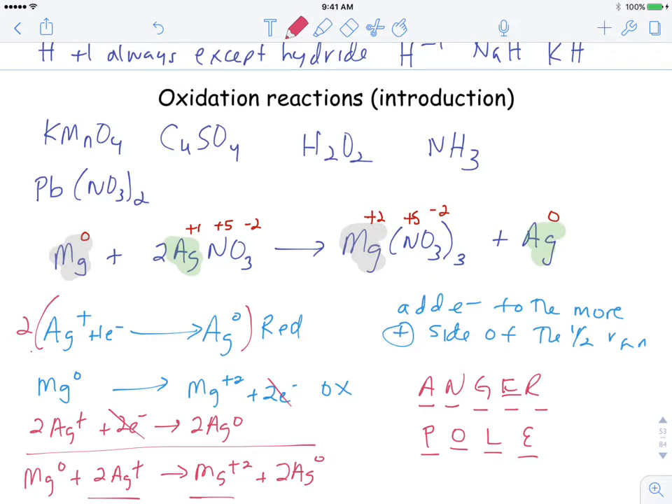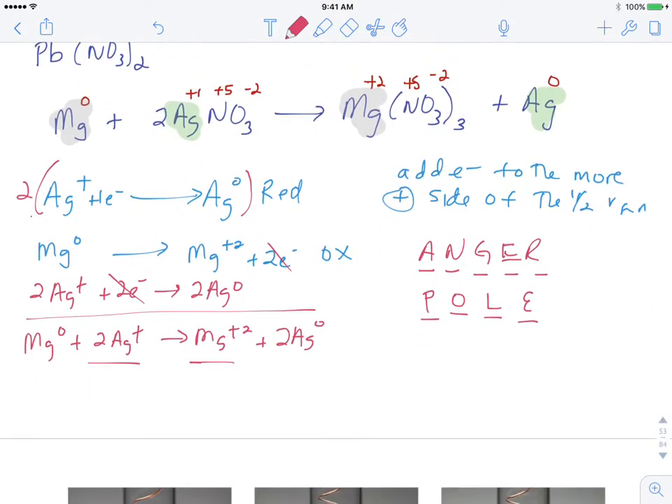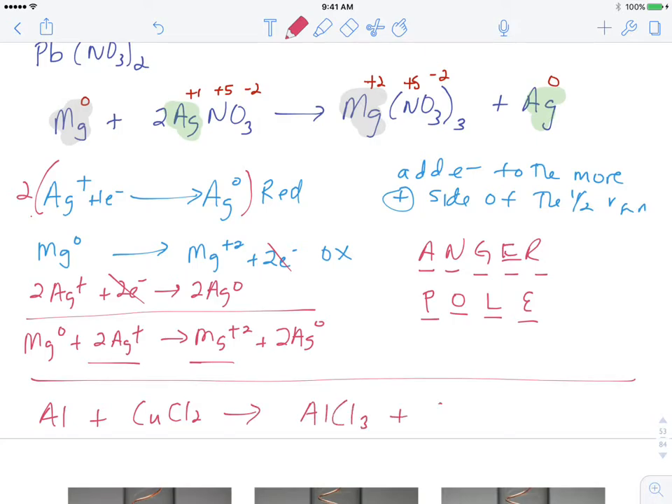So let's see if you could give this a try. Let's try another one, see how you do with this. See if you can write out the half reactions. Let's try something like aluminum plus copper chloride yields aluminum chloride plus copper, unbalanced. So see if you can write the oxidation half reaction, the reduction half reaction, and the overall net ionic.